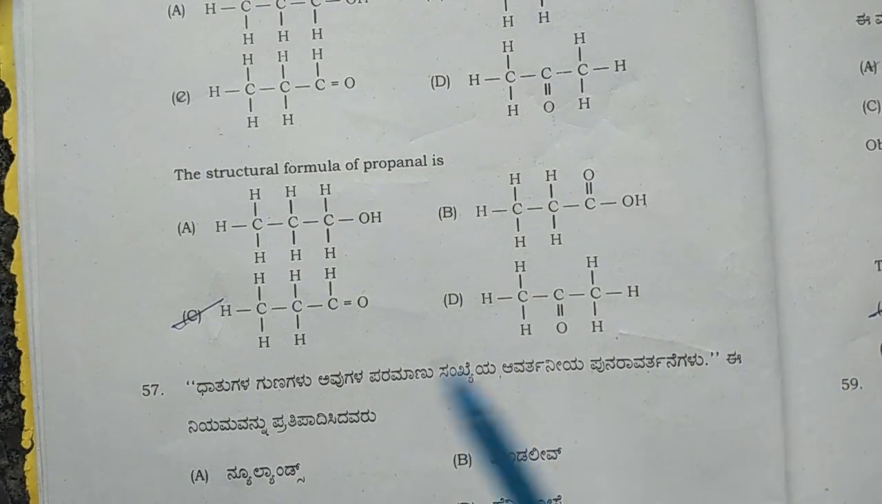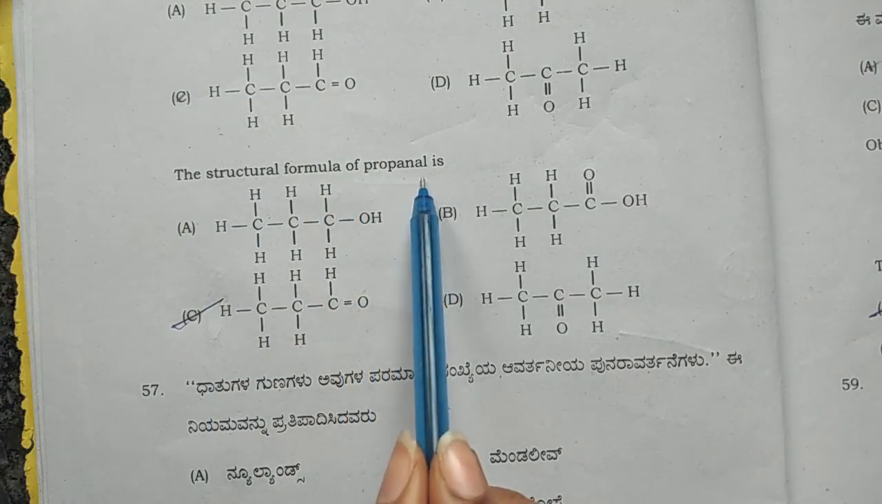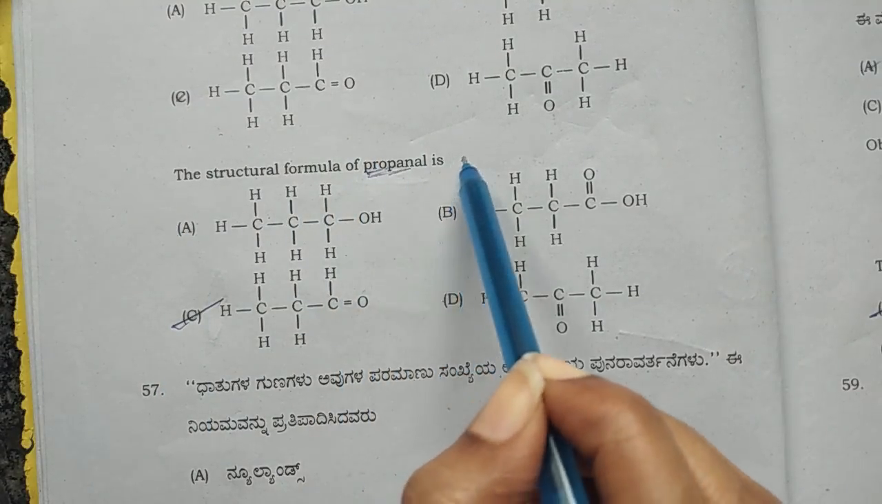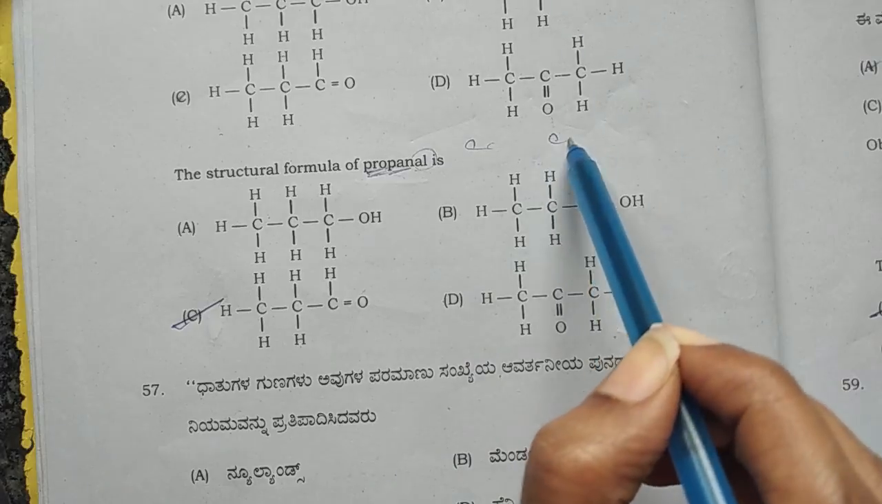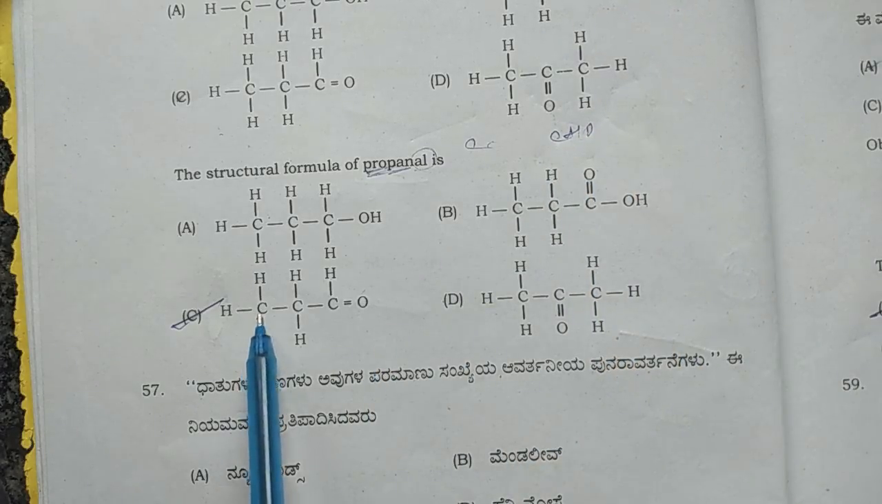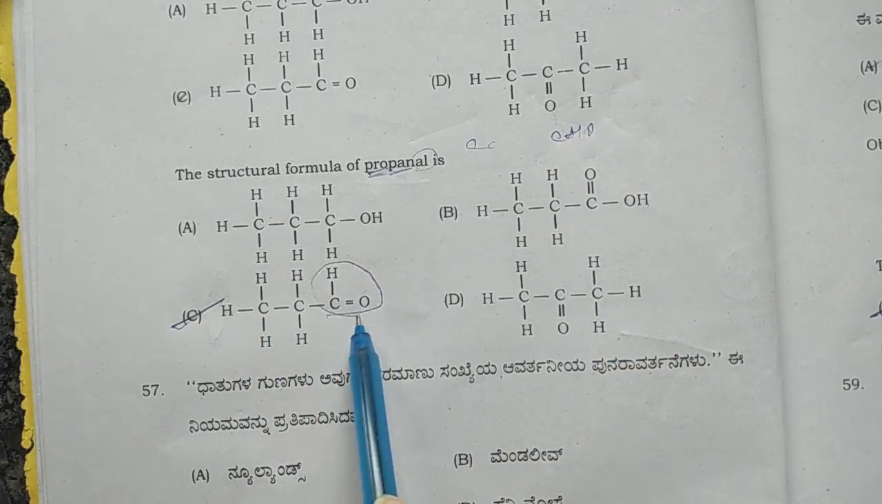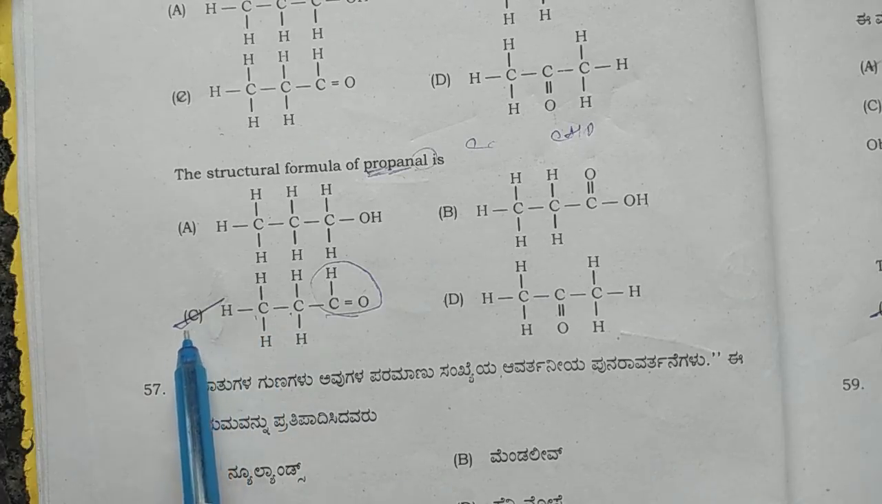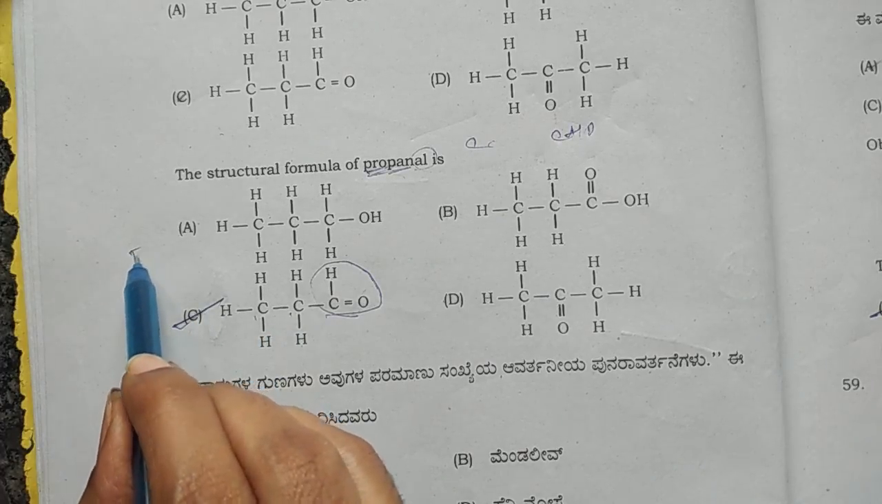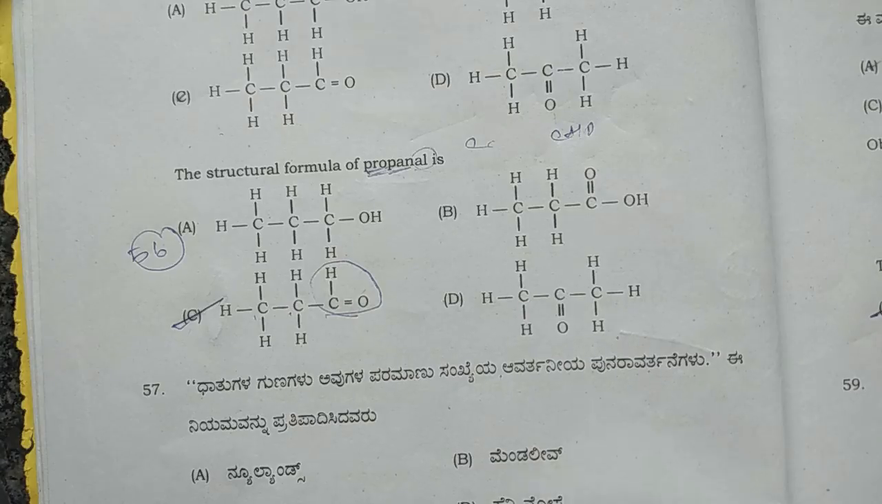56th question you can see. Structural formula of propanal. Prop means 3 carbon atoms, al means CHO group. So where do you have, you know, here CHO group, 3 carbon atoms. So option C is the correct answer for 56th question.